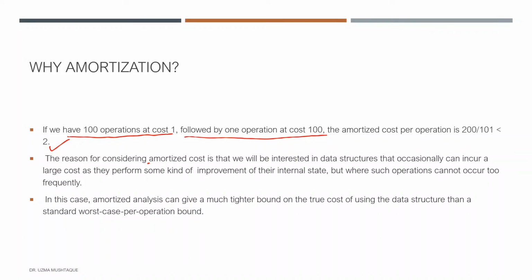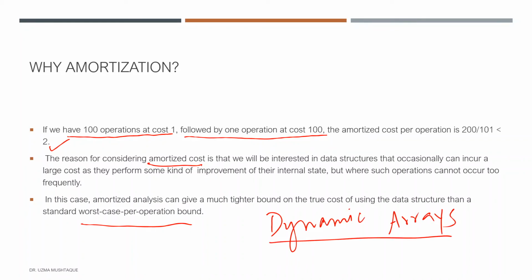So the reason for considering amortized cost is that we will be interested in data structures that occasionally can incur a large cost, but not always, right? But not too frequently. So in this case, amortized analysis can give us a much tighter bound on the true cost of using that data structure than a standard worst case operation bound, which means dynamic arrays are not that bad, and that's the reason we use dynamic arrays so much in our day-to-day programming practice, especially with Python. And that's why we'll be using them for problem solving as well.